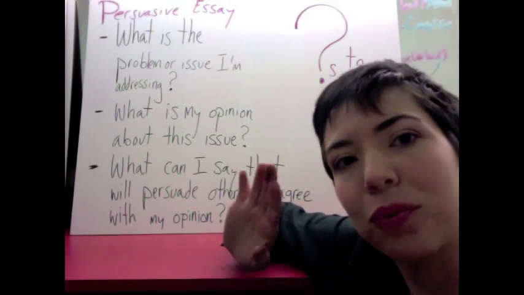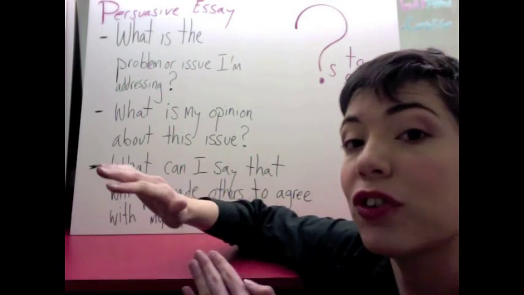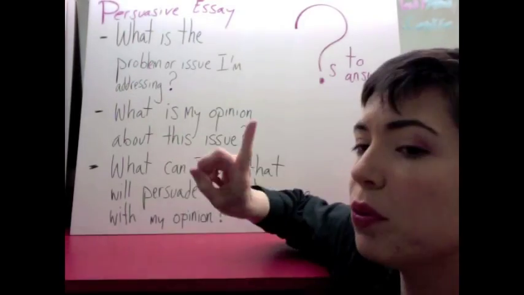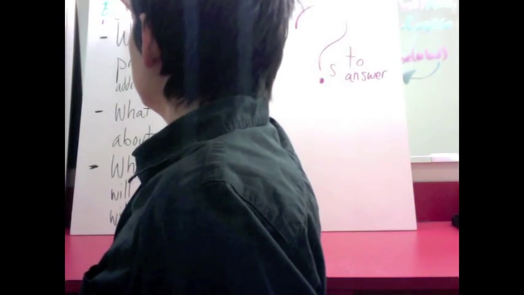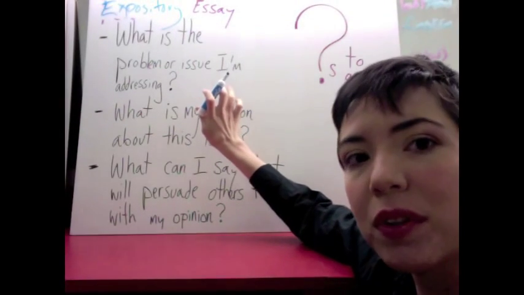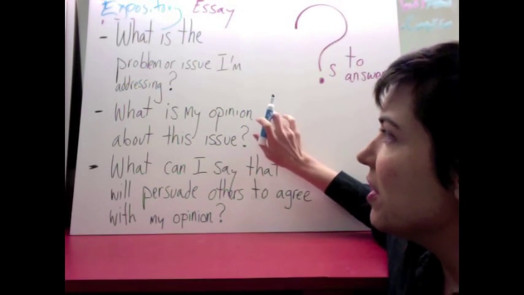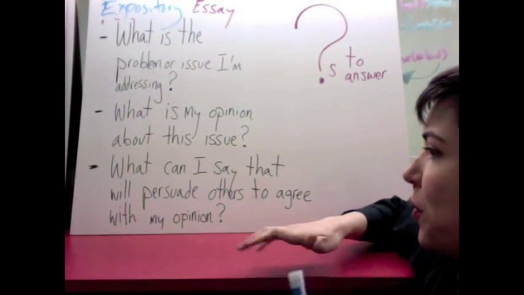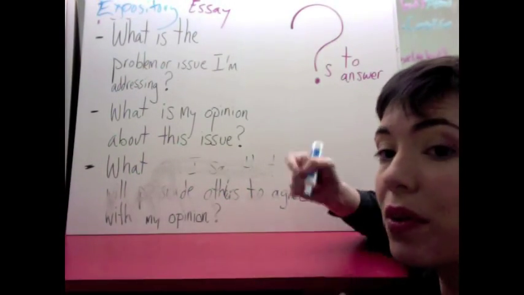Now, what's interesting about writing is that what's true for one kind of essay at least partly carries over to another kind of essay. So, take a look at this. If we changed the word persuasive to expository, we would still have to deal with the question, what is the problem or issue I'm addressing? We would still have to deal with the question, what is my opinion about this issue? However, we no longer have to determine how we will persuade others to agree with our opinion.